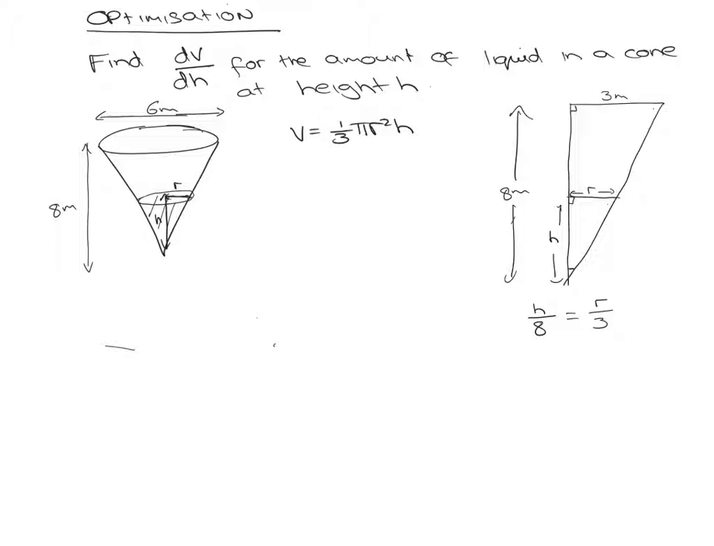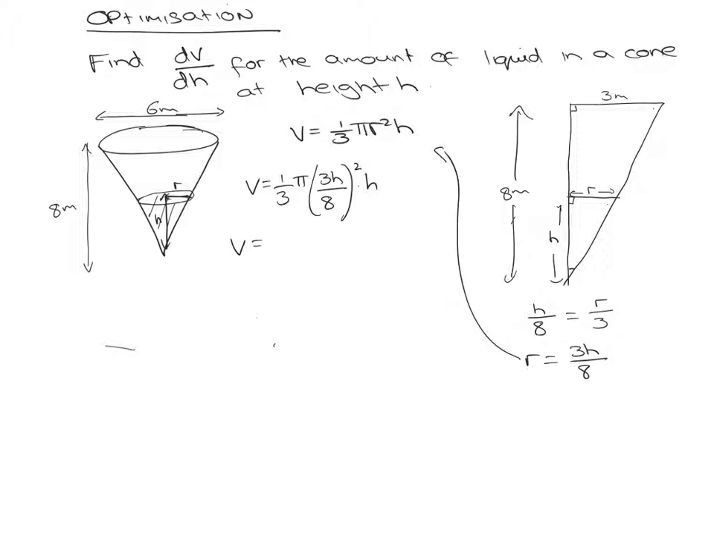So we can now rearrange that to find r in terms of h. What that tells us is r is going to be 3h over 8. The reason we do that is we can now substitute that into here. So now we have V equals 1/3 pi, and instead of r, it's 3h over 8, all squared, times h.